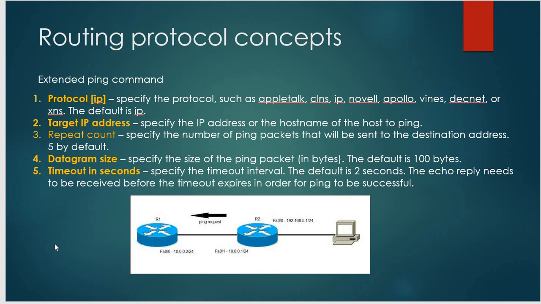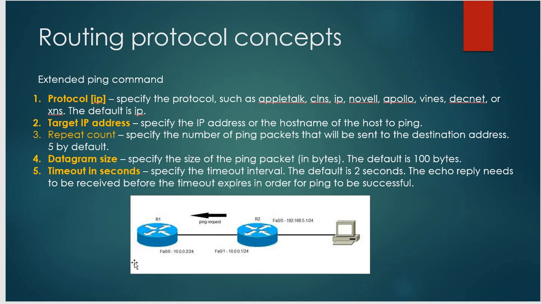Number one is the protocols. Specify the protocols such as AppleTalk, CLNS, IPX, Novell, Vines. Also, there are different types of protocols, so we can specify them using this option. The default is the IP protocol, so this is the TCP/IP protocol, ICMP. But if we are using a different type of protocol identifier, then we have to identify it inside this protocol. That's the first one.